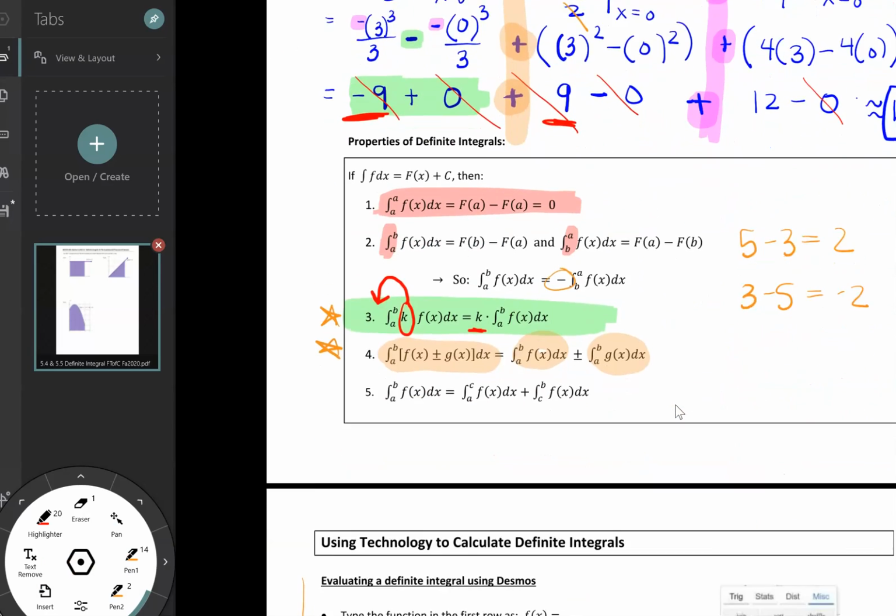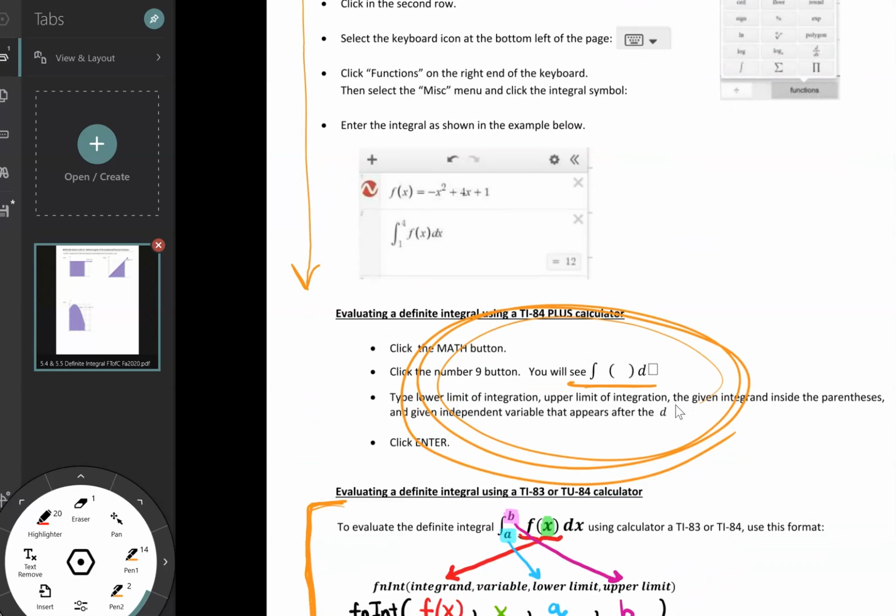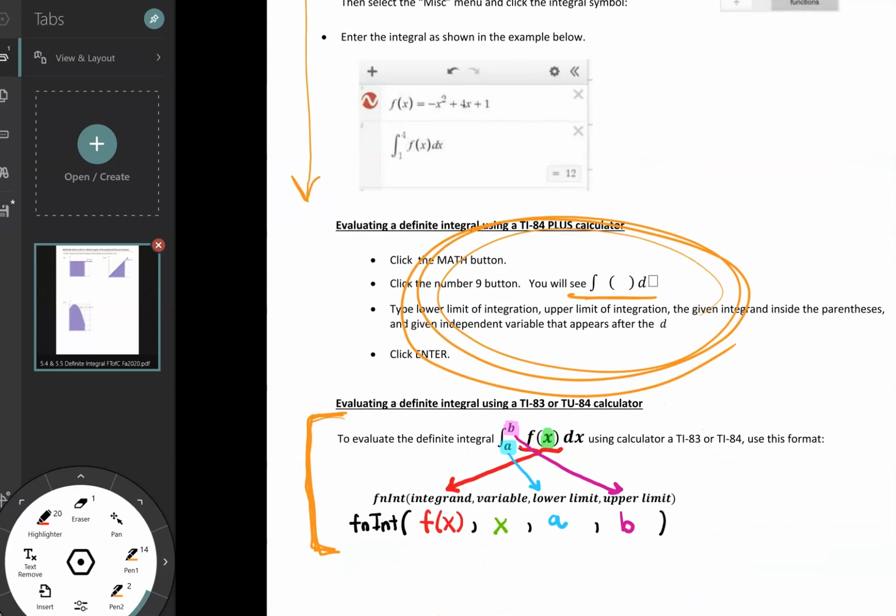Okay, so let's look at, oh, there was all the technology. Let's look at what use substitution looks like with all this, right?